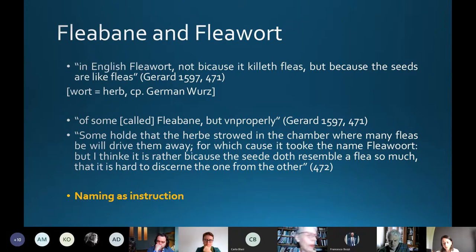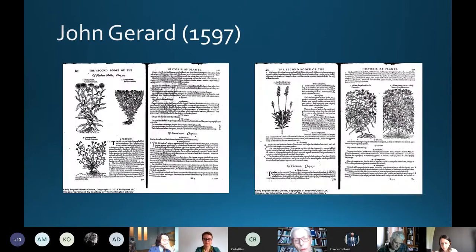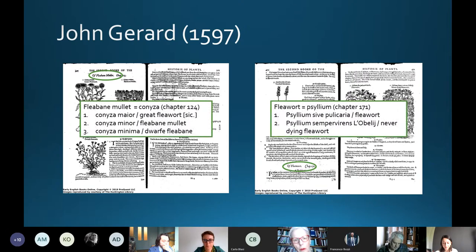And if different names distinguish different plants, Gerard has also different entries for fleabane, conisa, and fleawort, psyllium. Here they are. Different names designate different herbs, whereas different varieties of the same herb are labeled, creating further compounds, adding one or more modifiers to the name. We have a system which resembles a binary one, though this is not systematic and there are some contradictions. What this example illustrates, however, is an additional function of naming in the botanical world, which is used to classify.